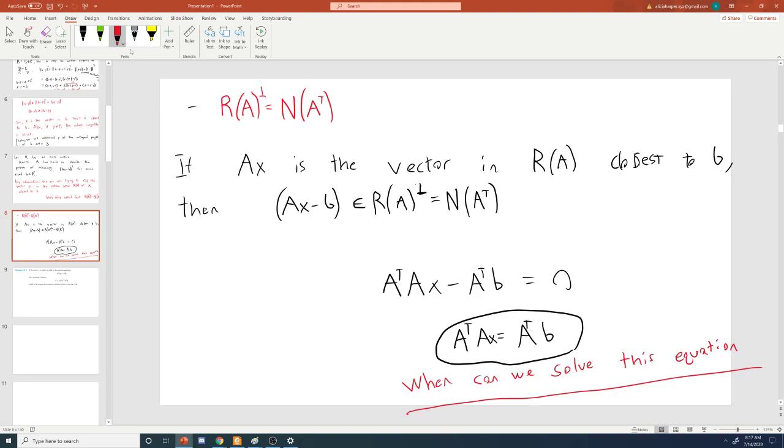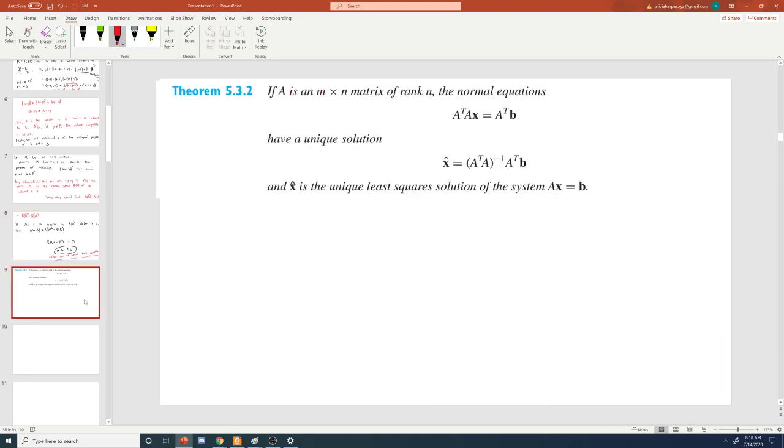And so this leads to the following theorem. If A is an m by n matrix, then the normal equations A transpose times A times x equal to A transpose times b has a unique solution if the matrix has rank n. And this unique solution is in fact the least squares solution of Ax equals b.